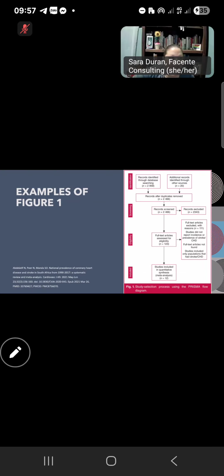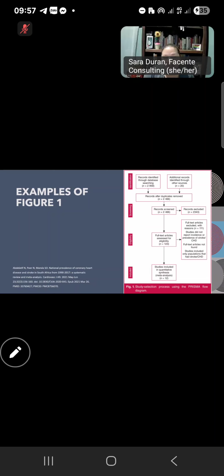Yeah, so again, these are some examples of figure ones from a variety of different systematic reviews. In this one, you can see that they very similarly include identification here, and there were 2,959 records that were identified through database. And then they have this other box of 20 records that were identified through, quote, other sources. There were a few records that were removed because they were duplicates, and that left 2,466 records that were screened.